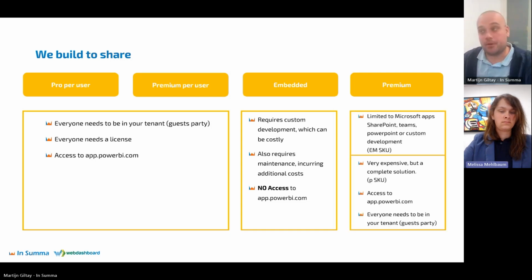Premium, remember we had two SKUs. We got the EM SKU and the P SKU. In the EM one, you can still do the same thing as you can do in the embedded. So just do it with custom development, or you can use some limited apps. So Microsoft apps, SharePoint, Teams, PowerPoint. There are also options to share if you go with this SKU. If you go to the bigger one, so the premium, the complete solution, then you get access to powerbi.com and you can share your reports over there. But keep in mind, everybody still needs to be in your tenant to get that all done. So that's really something you should consider. Do I want that?